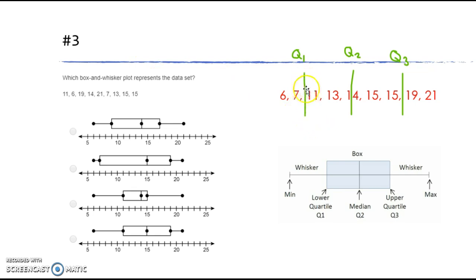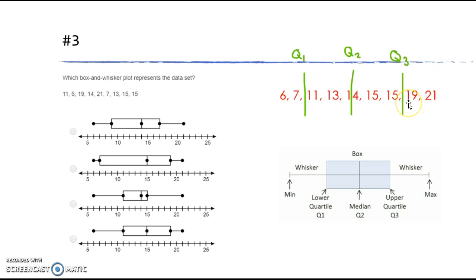You need to figure out what this number is that falls exactly between 7 and 11 by finding the mean of 7 and 11. Figure out what number this is that's exactly between them. 14 is your second quartile, or your median. And then your upper quartile is going to be whichever number falls exactly between 15 and 19. So you will take the average, or the mean, of 15 and 19.